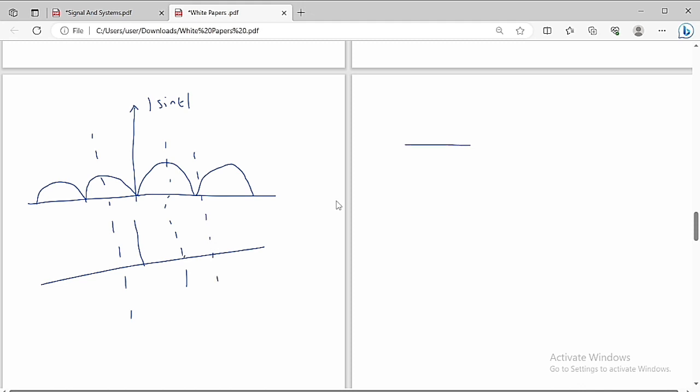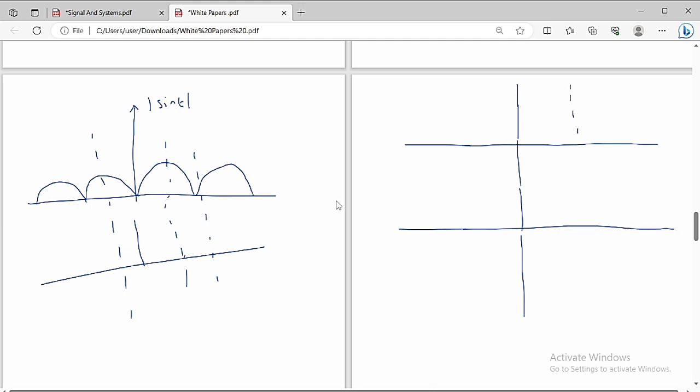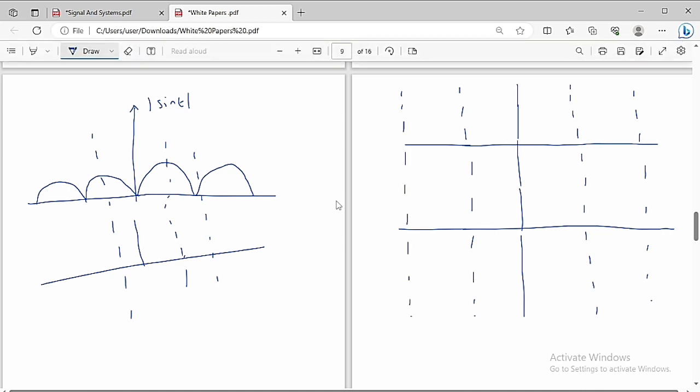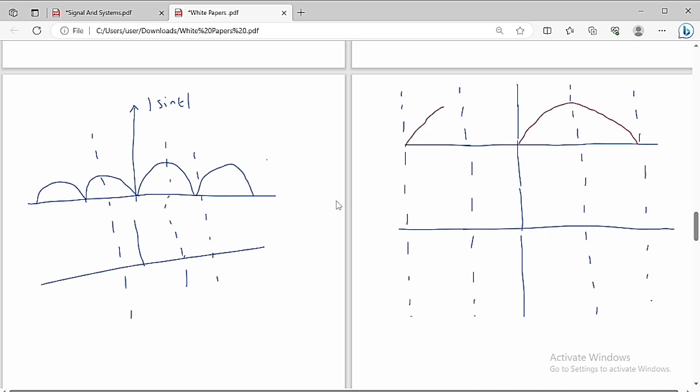Let me draw this picture in a very clear manner so that we can easily understand the concept. I will consider only one cycle, not everything, so that you can easily understand what I am trying to do. This is the pi by 2, this is pi, this is minus pi by 2, and this is minus pi.